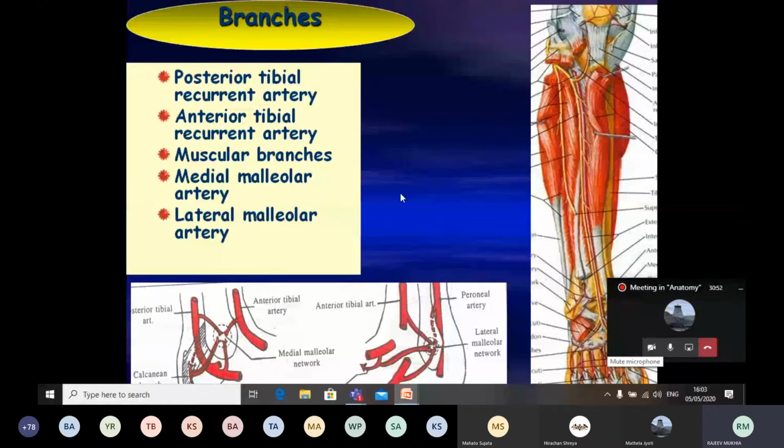Then we have two branches, that is the medial malleolar artery and lateral malleolar artery. Here you can see the medial malleolar artery will take part in the anastomosis around the medial malleolus, whereas the lateral malleolar artery will take part in the lateral malleolar network around the lateral malleolus. So the medial malleolar artery, lateral malleolar artery, and muscular branches are there, and the posterior tibial recurrent and anterior tibial recurrent arteries will take part in the anastomosis with the genicular branches of the popliteal artery.